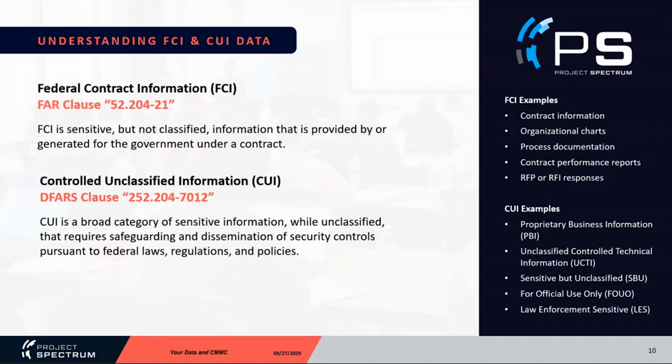You've got that proprietary business information. You definitely don't want that getting into the wrong hands. You've got the unclassified controlled technical information, those technical plans, those technical documents. We don't want those going elsewhere either. Sensitive but unclassified, or for official use only, or law enforcement sensitive. Those are a couple of designations, again, that fall under the CUI category. So we want to make sure that you're protecting all of that data.